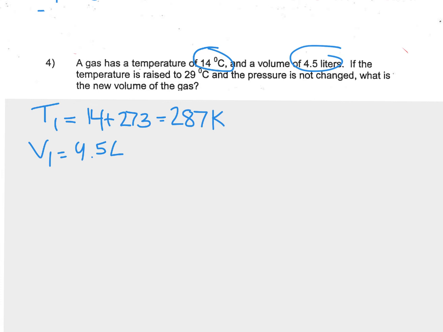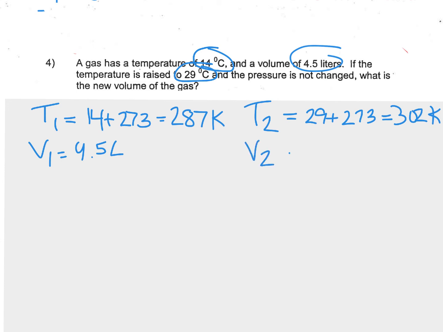If the temperature is raised to 29 degrees Celsius, 29 plus 273 to get it into Kelvin. Go ahead and throw that in your calculator if you need to. All right, it ends up being about 302 degrees Kelvin. And the pressure is not changed. What is the new volume of the gas?